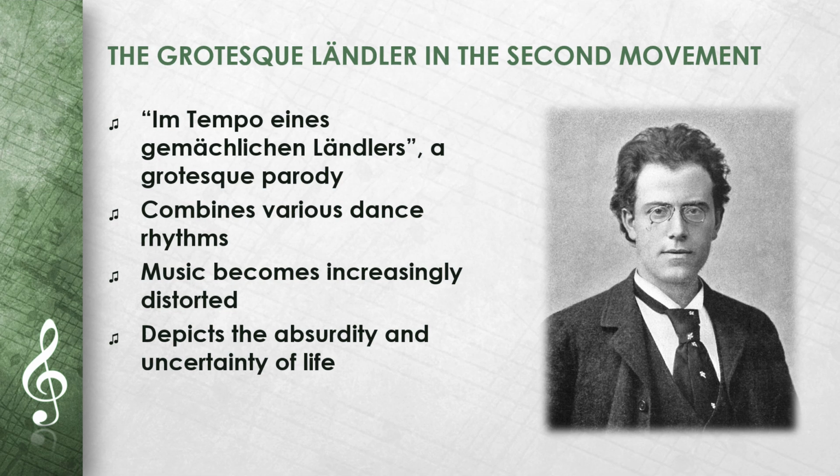The second movement, Im Tempo eins Gemächlichen Landlers, at the tempo of a leisurely country dance, is a grotesque parody of the traditional Austrian country dance. Mahler combines various dance rhythms, so that the movement oscillates between humor and irony. The music becomes increasingly distorted and ends in a chaotic finale. Mahler wanted to depict the absurdity and insecurity of life.